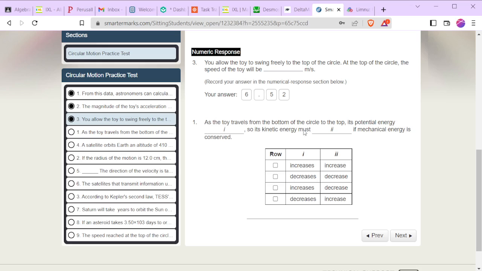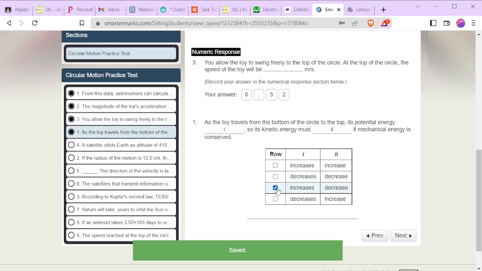Anyway, as the toy travels from the bottom of the circle to the top, its potential energy increases, so the kinetic energy must decrease if mechanical energy is conserved.